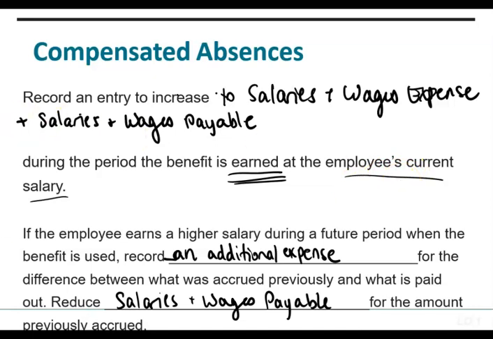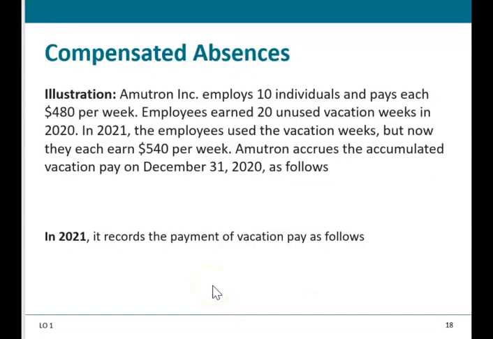We're going to take a look at an example. Amutron Inc. employs 10 individuals and pays each one $480 per week. Employees earned 20 unused vacation weeks in 2020. Now that's total. For all 10 employees, there was a total of 20 unused vacation weeks. In 2021, the employees used the vacation weeks, all of them, but now they earn $540 per week. Amutron accrues the accumulated vacation pay on December 31st, 2020 as follows.